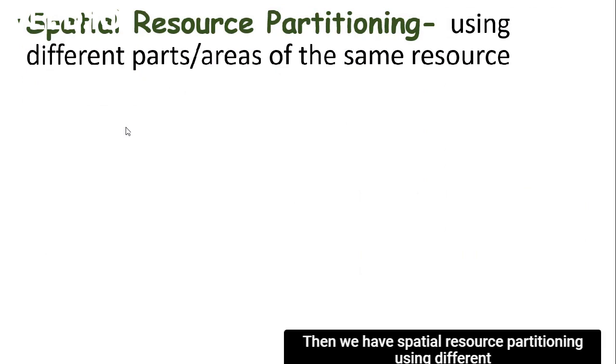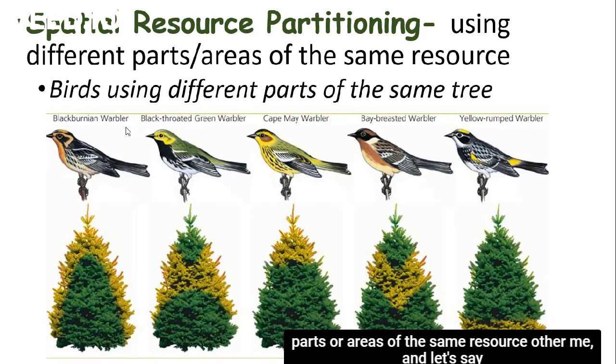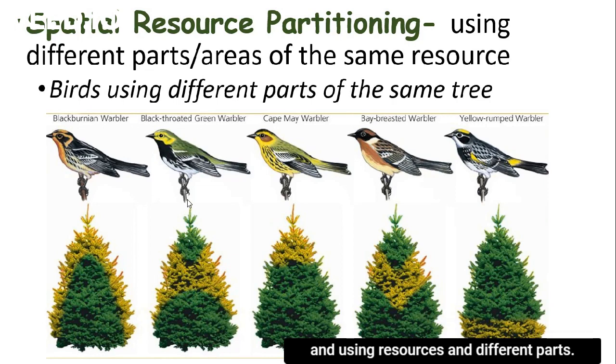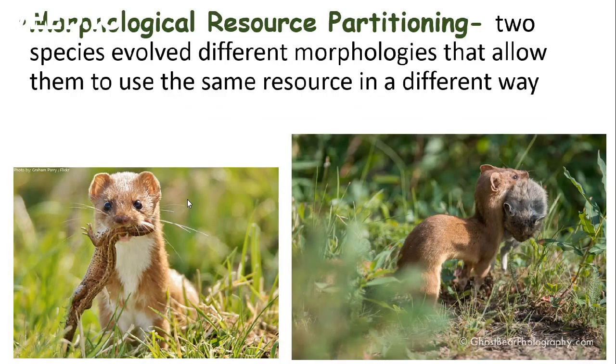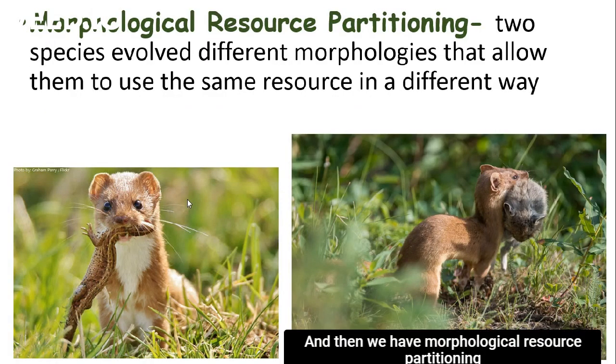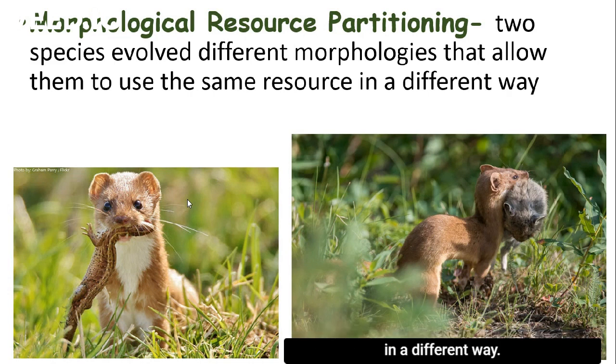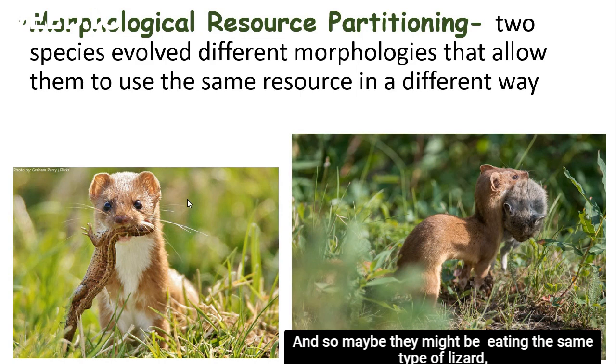Then we have spatial resource partitioning, using different parts or areas of the same resource. So there can be, let's say, the same tree, for example, but different parts of the tree and using resources in different parts. So that's spatial resource partitioning. And then we have morphological resource partitioning. And so here, two species have evolved different physical characteristics that allow them to maybe use the same resource in a different way. And so maybe they might be eating the same type of lizard, but maybe different sizes, or same type of mouse, but different sizes.